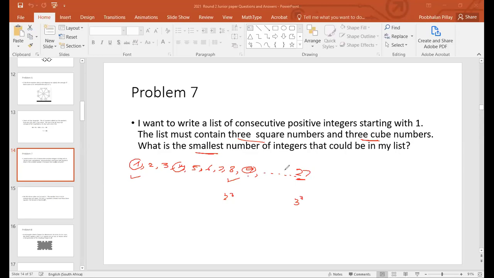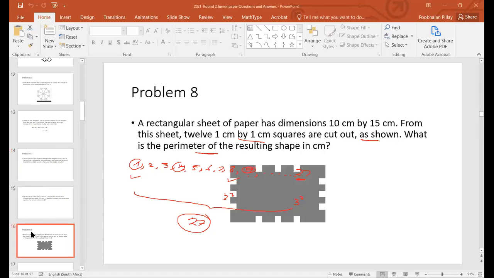So the question is, now what is the question? What is the smallest number of integers? So how many integers are there in this list? Well, you can see the answer is 27. That's straightforward. No complicated way of counting those. All the natural numbers from 1 to 27, there are 27 numbers. Okay, so that's problem number 7. And now I want to go to problem number 8.